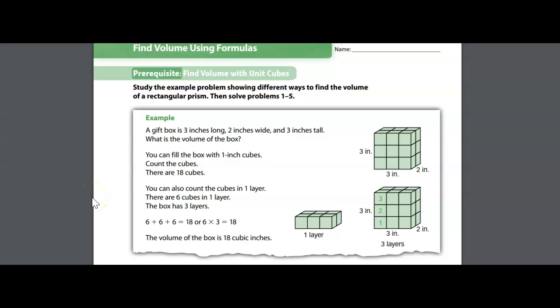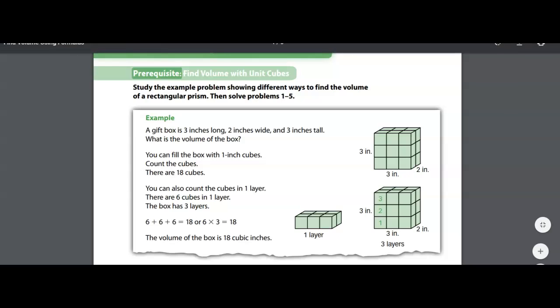So our example says a gift box is 3 inches long, 2 inches wide, and 3 inches tall. What is the volume of the box? You can fill the box with 1-inch cubes. Count the cubes. There are 18 cubes. You can also count the cubes in one layer. There are 6 cubes in one layer.